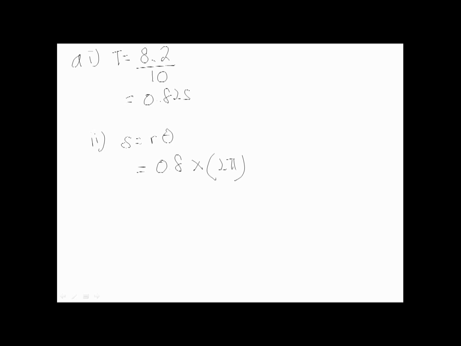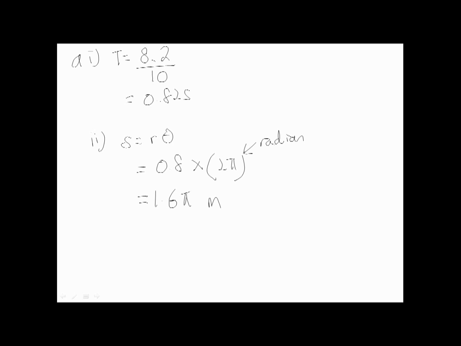Now pay attention here. Whenever we want to calculate motion in a circle, we have to use radians. So this must be in radians. You cannot use degrees. So finally we get 1.6 pi. Now what is the unit here? The unit here will be meter.